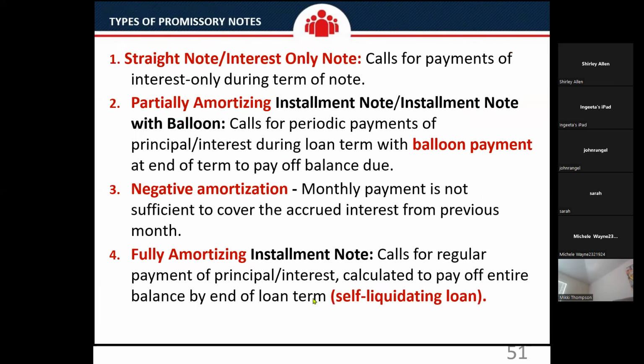Let's talk about different types of promissory notes and what they are so that you understand them. A straight note is also called an interest-only note, and it calls for payment of interest only during the term of the note. A partially amortizing installment note, or an installment note with a balloon, calls for periodic payment of principal and interest during the long term with a balloon payment at the end of the term to pay off the balance.